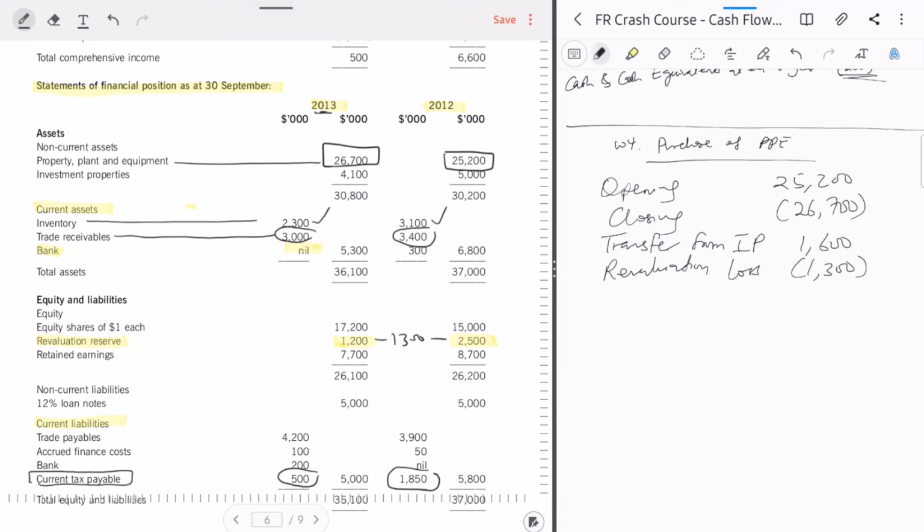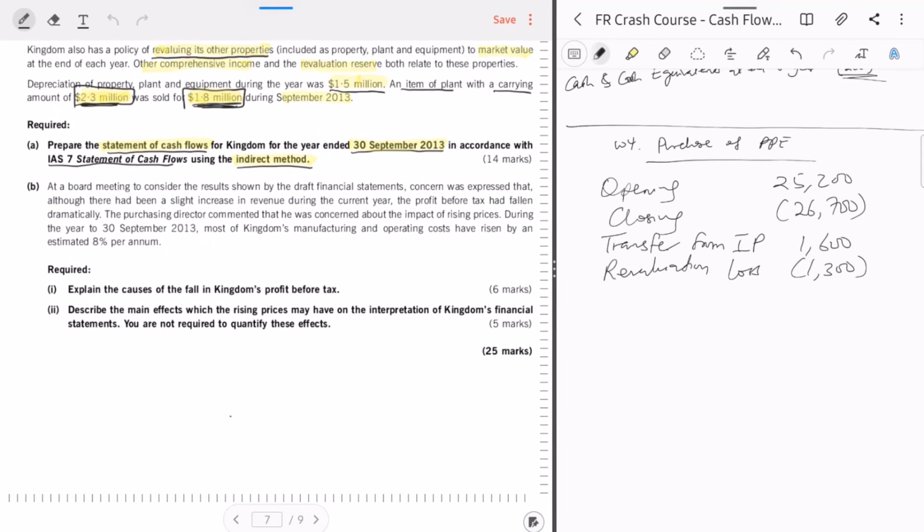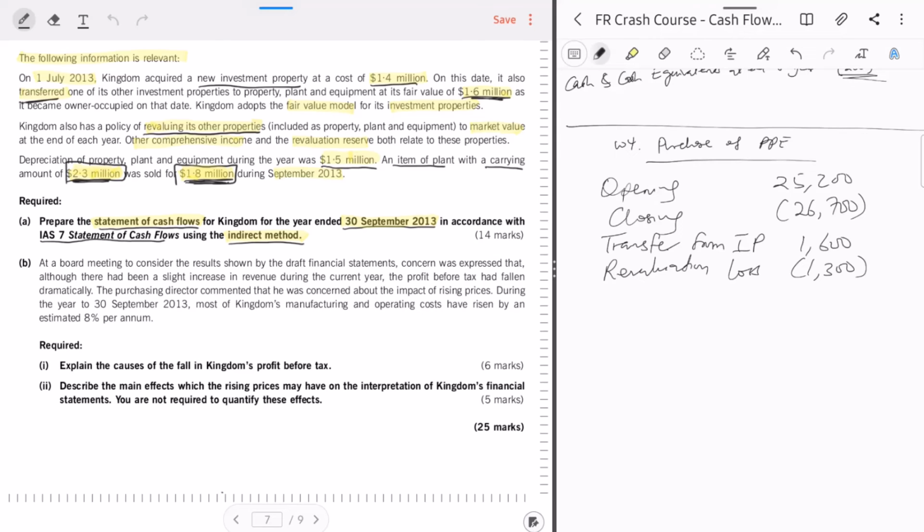And we can't do all these things we are doing without talking about depreciation, which they gave us. They said depreciation was what? 1.5 million right here. So I bring in my depreciation because that also affects. So technically, you are bringing in everything that affects PPE. So here is 1,500. I deduct it, right?